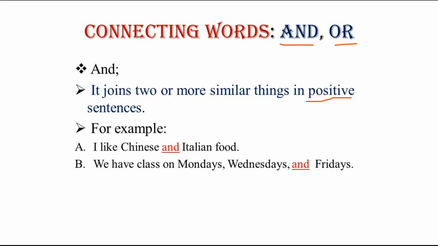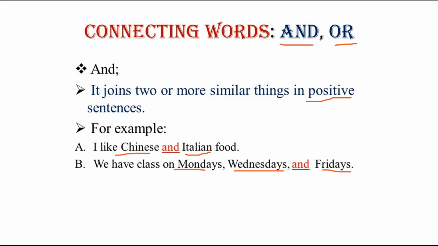So and only connects two similar things. We have to pay attention that it connects things. It doesn't connect sentences. It connects things, only things. So I have Chinese food and Italian food. I'm not connecting a complete sentence. I'm just connecting things, ideas. We have classes on Mondays, Wednesdays, and Fridays. These are things. I'm not connecting sentences. And is related to the positive or affirmative things.